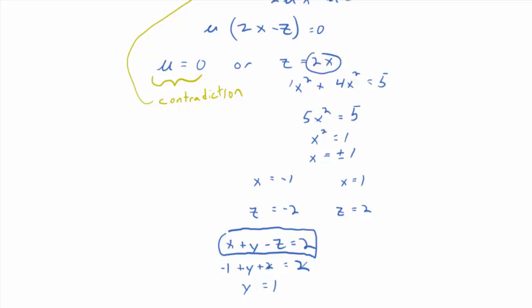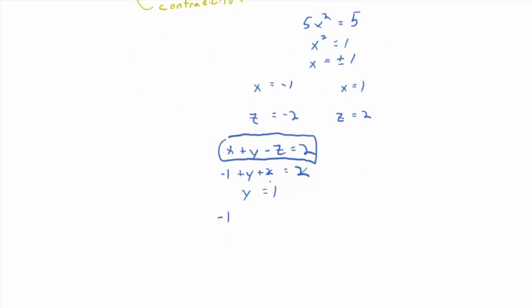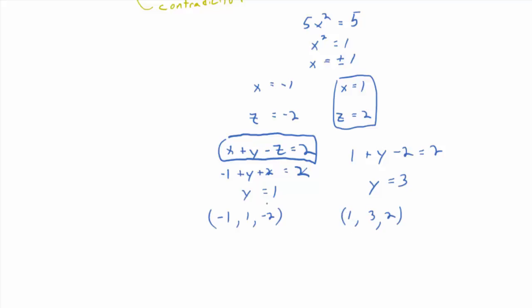So what's the critical point there? -1, 1, and -2. Does everybody believe that? Okay, now plug in x equals 1, z equals 2. What do we get? 1 plus y minus 2 equals 2. So that means 4 minus 1 is 3. Y equals 3. So what's the point there then? 1, 3, 2. So I'm only getting 2 critical points.